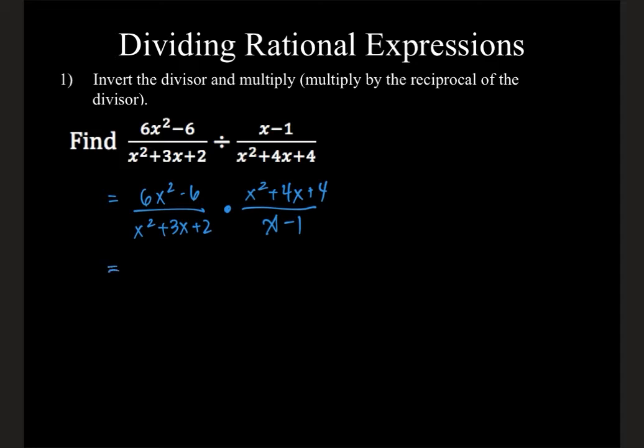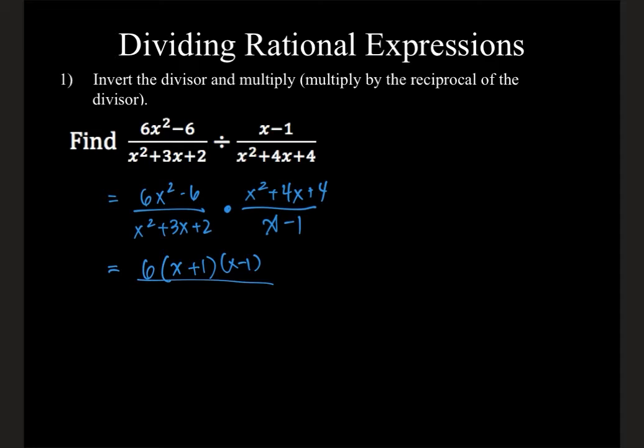From here, what I'll do is start factoring out things. So I know 6x squared minus 6, I can factor out 6. And I'm left with x squared minus 1. But looking at this again, I know x squared minus 1 is actually easily factorable. It's a difference of squares. It's going to come out to x plus 1 times x minus 1. So I'm actually going to change that to x plus 1, x minus 1, over x squared plus 3x plus 2.